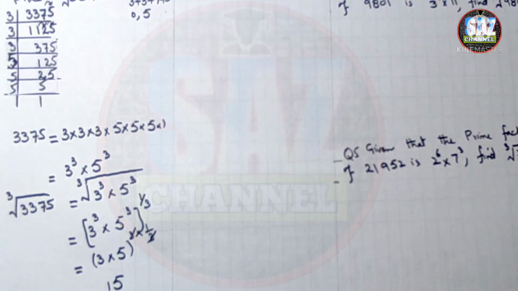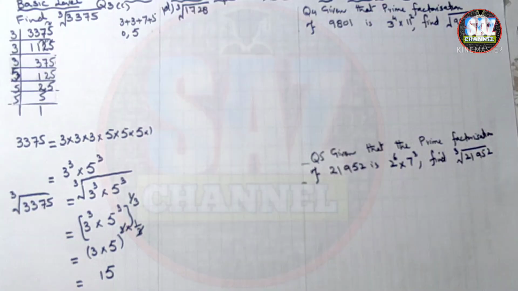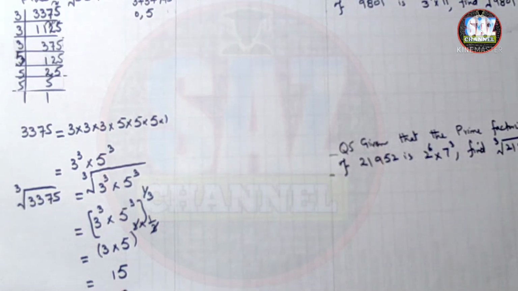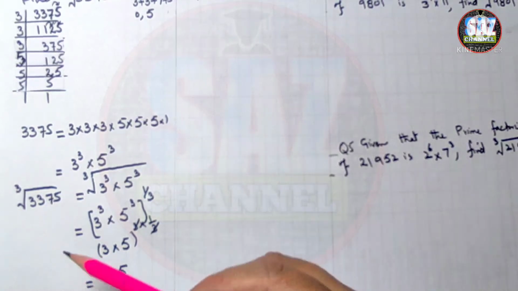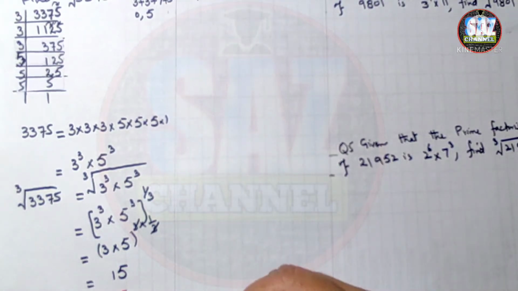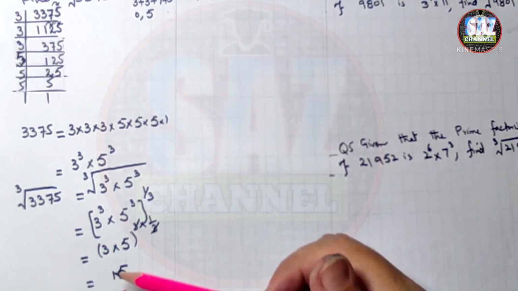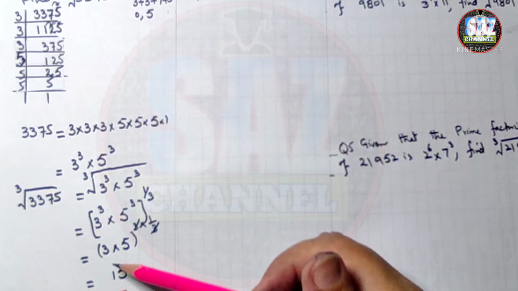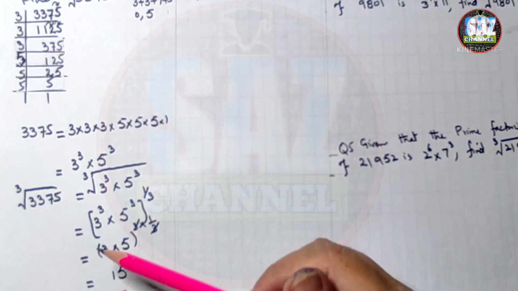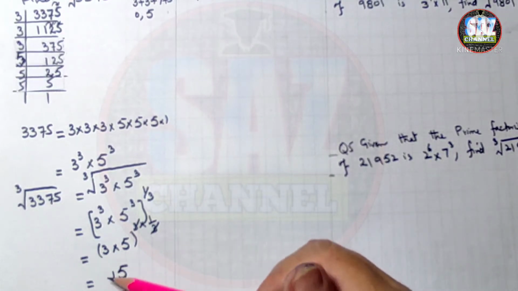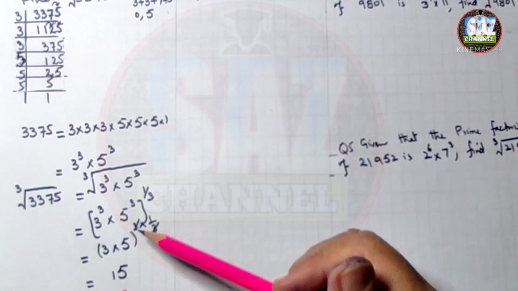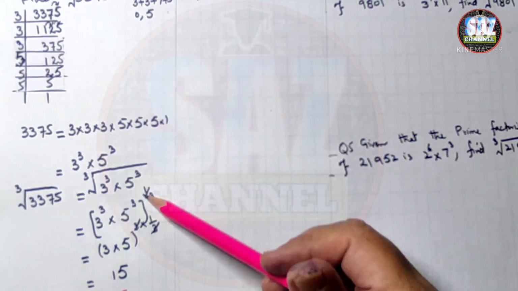So 15 is the number; the cube root of 3,375 is 15. You can see, students, that when the number is a perfect cube, the index of each of the prime factors of that number must be either 3 or a multiple of 3, so that we can easily simplify that with the outside index.